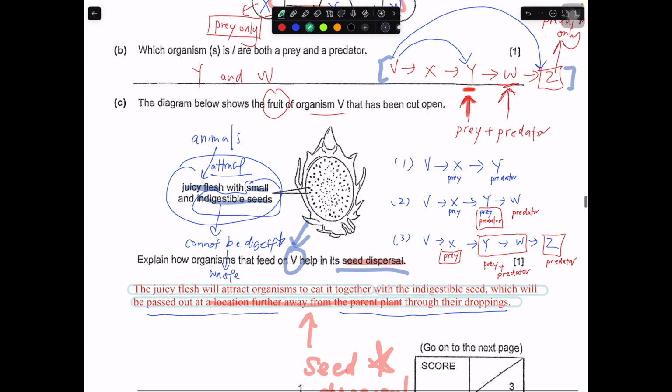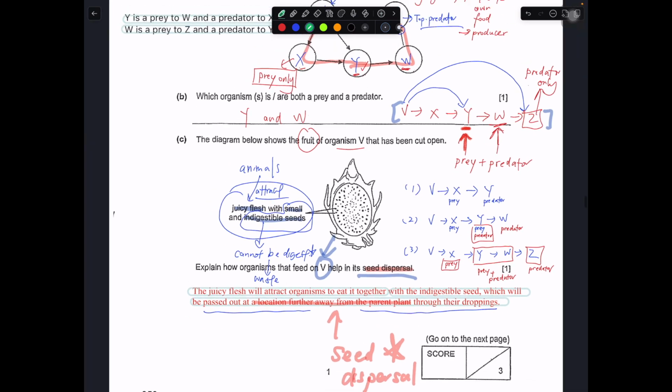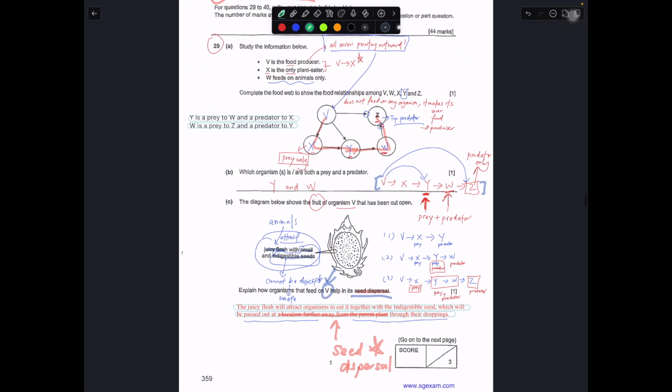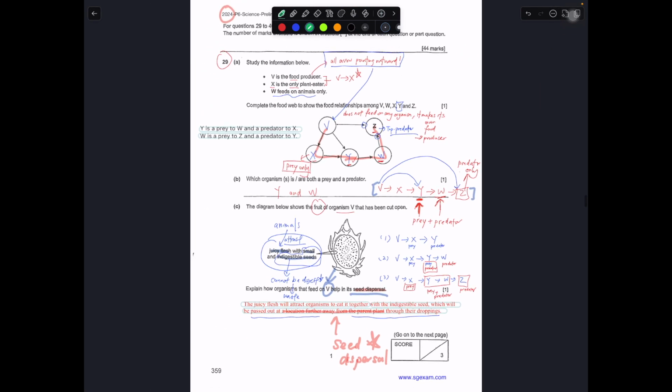So let me just zoom out again. So this is actually how the whole question looks like. So you can take some time and review it.